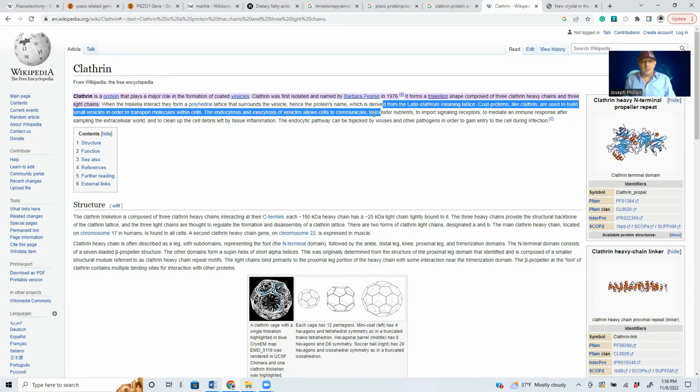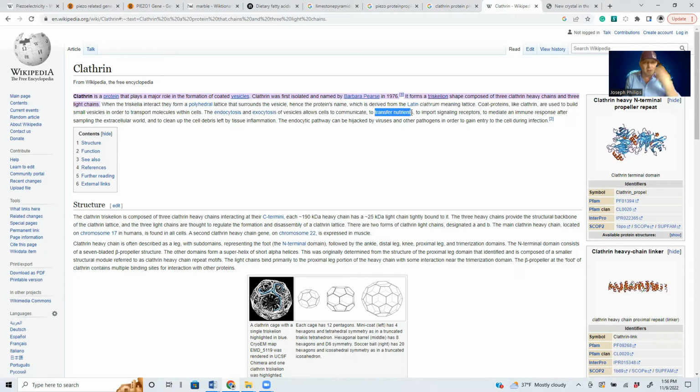But it also allows the body to transfer nutrients, so that things in the foods that you're eating, to import signaling receptors to mediate an immune response after sampling the extracellular world. That's you going out to the environment every day, being exposed to everything, chemtrails and whatever, right? Just whatever you're exposed to every day. It's a crazy world, okay?